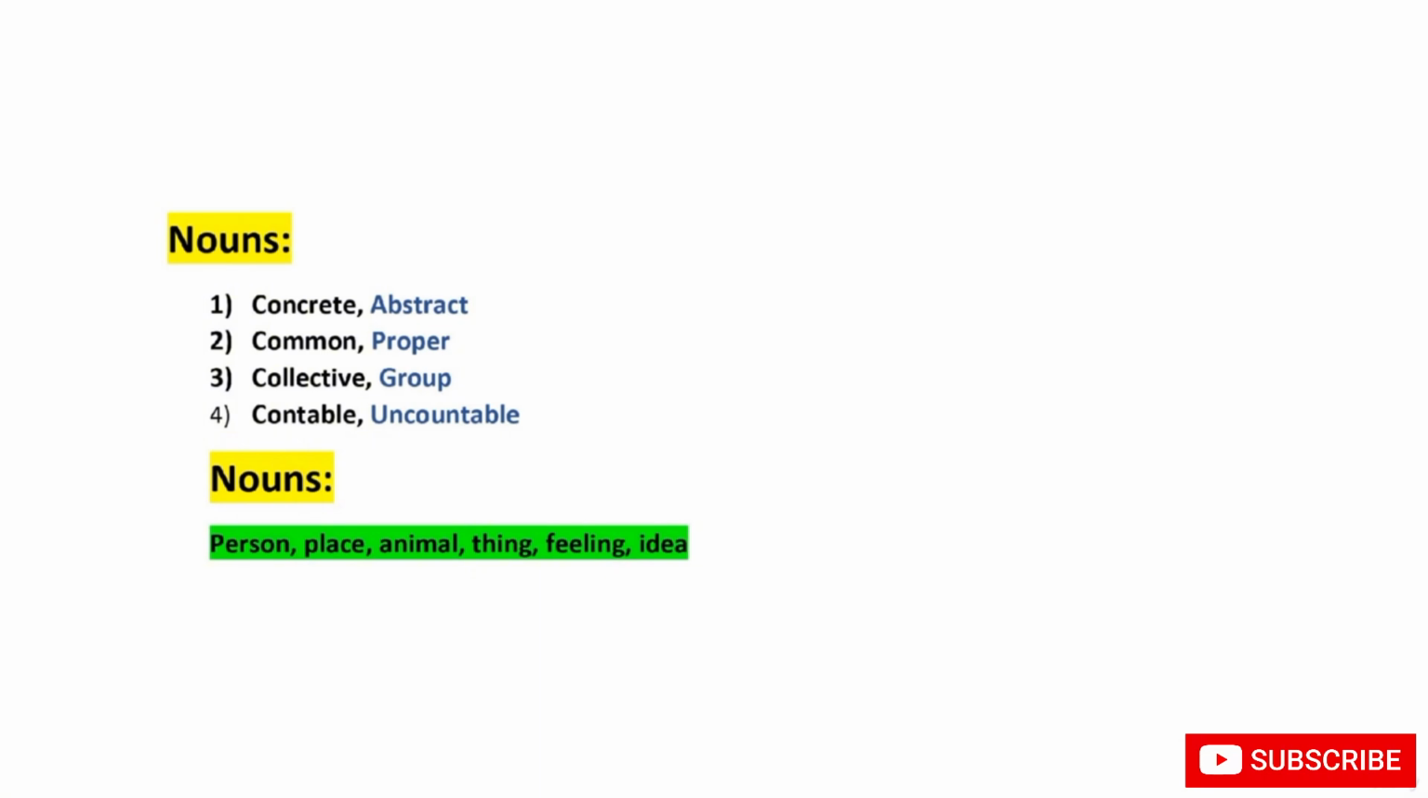We will first talk about concrete and abstract nouns, and then we'll look at common and proper nouns, which are a very important area. Then we'll discuss the very interesting collective nouns. And finally, we'll turn to the most important topic relating to nouns, and that is countable and uncountable nouns.